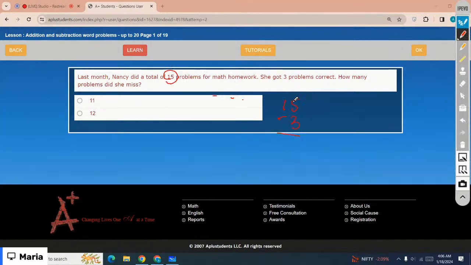So you can subtract the ones digit, make 5 lines and remove 3 of them. You are left with 2. So 5 take away 3 is 2. You do not have any digit right below 1, so keep the 1 as it is. So that is 12. That means 12 of the questions she missed, right? The correct option is 12.